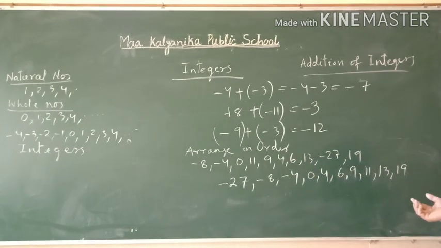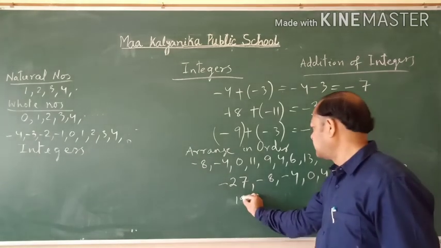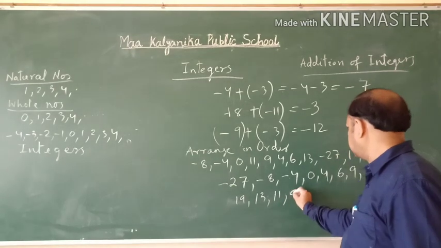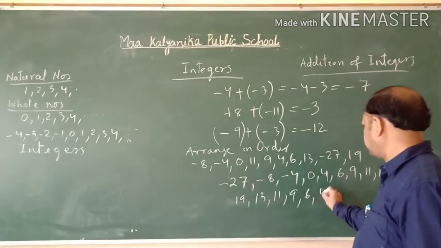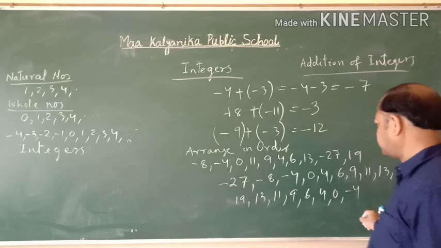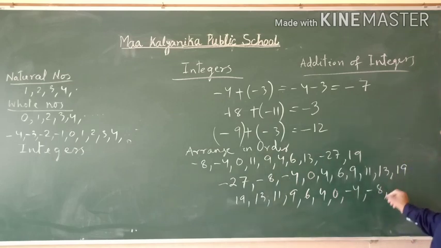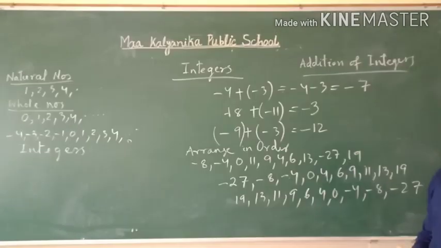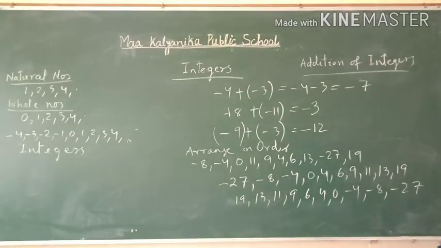Similarly, you can write descending order just from backward. If you write in descending order, it will become 19, then 13, then 11, then 9, then 6, then 4, 0, minus 4, minus 8, minus 27. Similarly, you can arrange many integers in ascending and descending order.